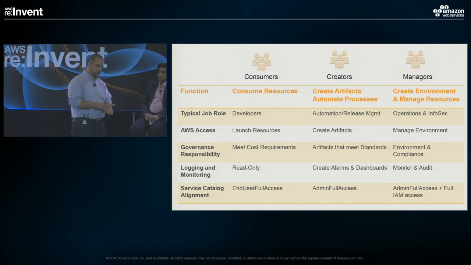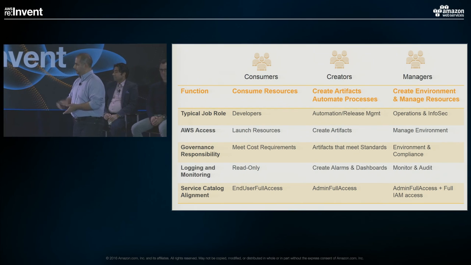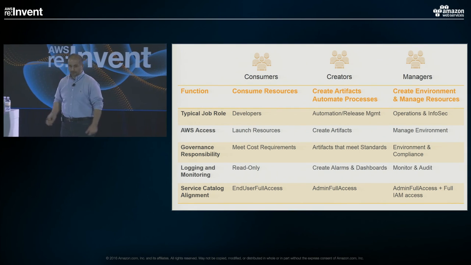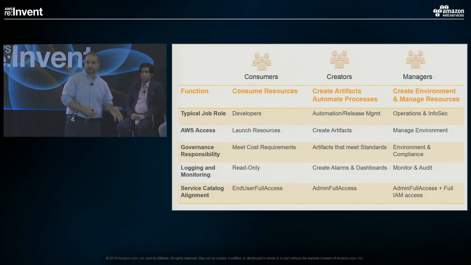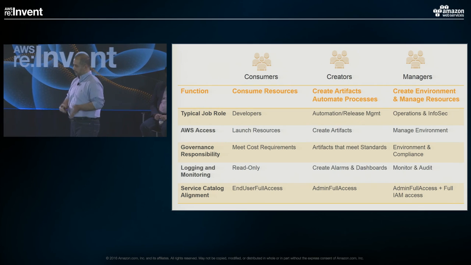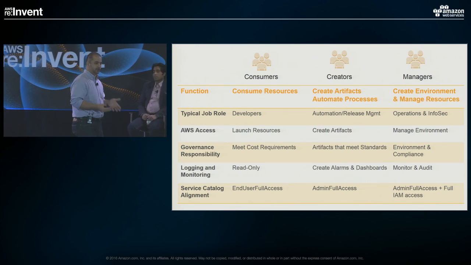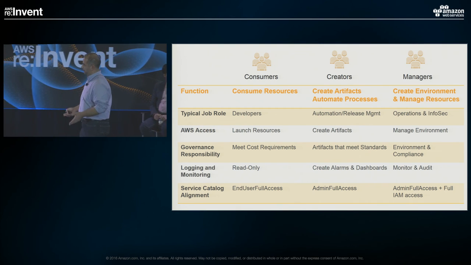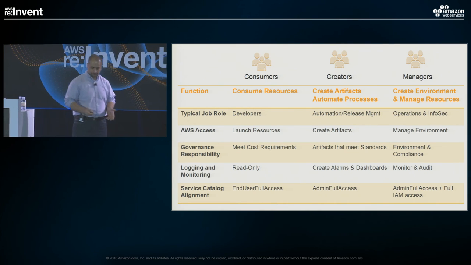And from a Service Catalog point of view, these three users map to managed policies that we provide to you. So the consumers can be end user full access users. You can also have people who have only read-only access and can't do anything in Service Catalog but look at it. The creators become admin full access people from a Service Catalog managed policy point of view. And then the managers are folks who have that and they have the IAM full access. So they're the ones creating the policies.